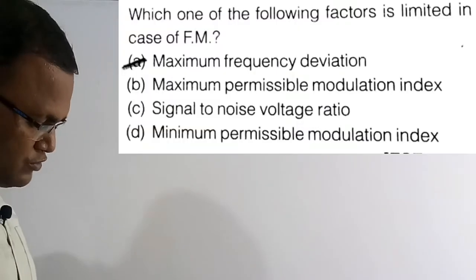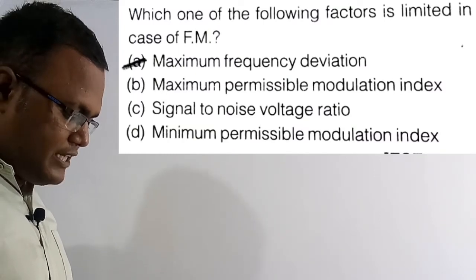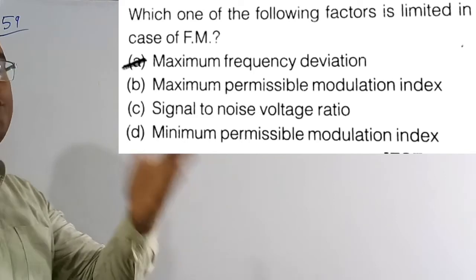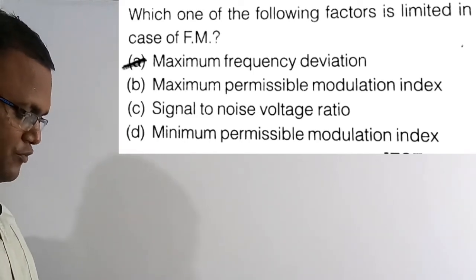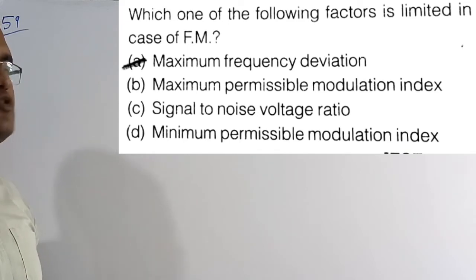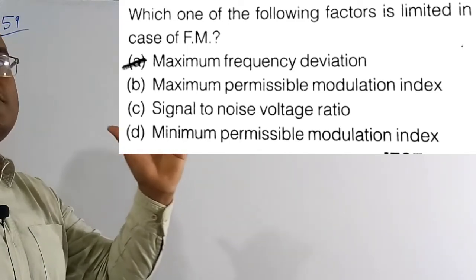Now we are going to solve the 59th question. See the question here. Which one of the following factors is limited in case of FM? It means which factor has a limited value, more than which we cannot use in FM. So what are the four options? Option A is the correct solution of this question, maximum frequency deviation. So there is a limit for the maximum deviation.